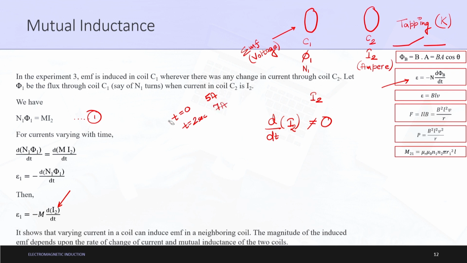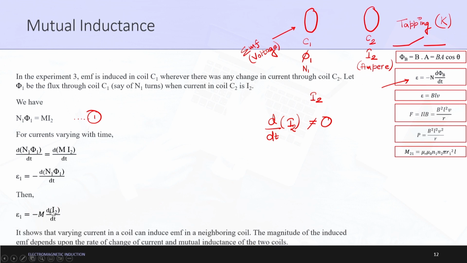So this is the only concept being talked about here: varying current in a coil can induce EMF in a neighboring coil, not the same coil, a different coil than the one in which the current is passing. The magnitude of the induced EMF depends upon the rate of change, d by dt, of current and the mutual inductance of the two coils.